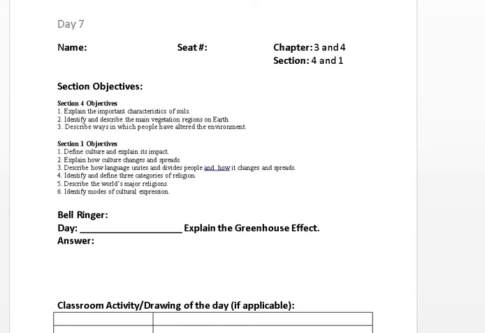Number 4, identify and define 3 categories of religion. And number 5, describe the world's major religions. And finally, number 6, identify modes of cultural expression.